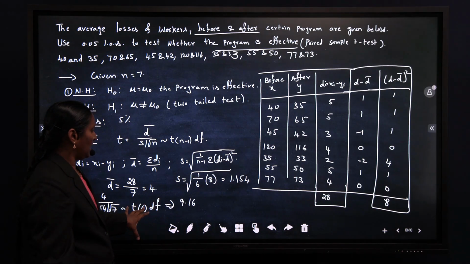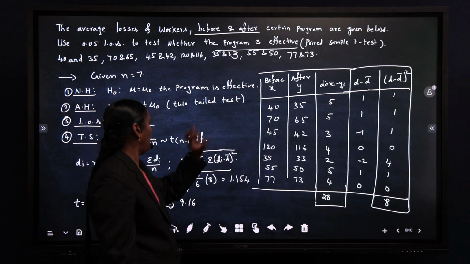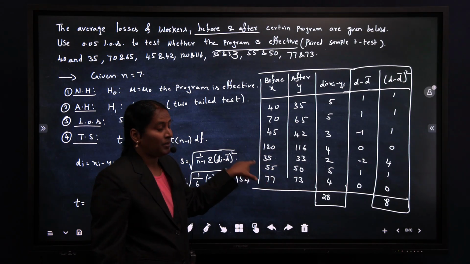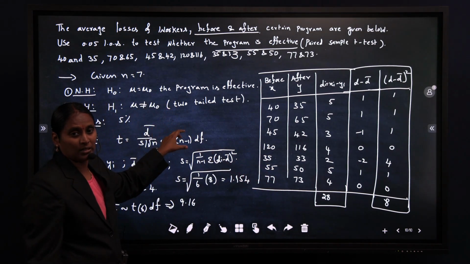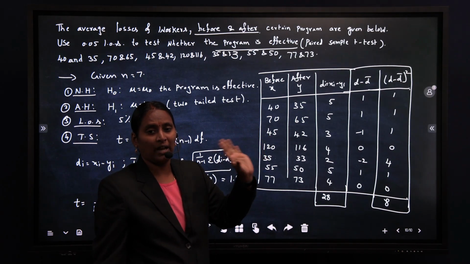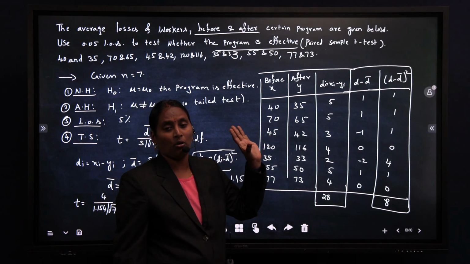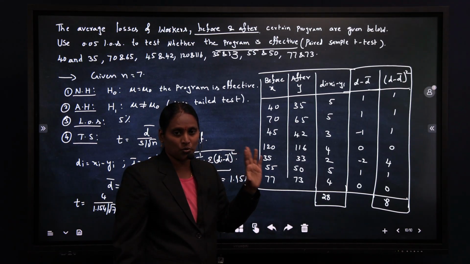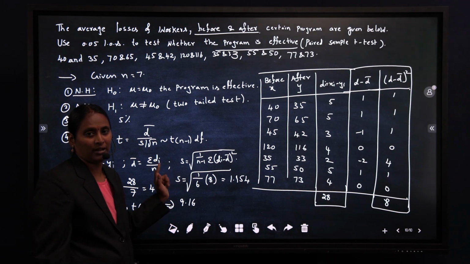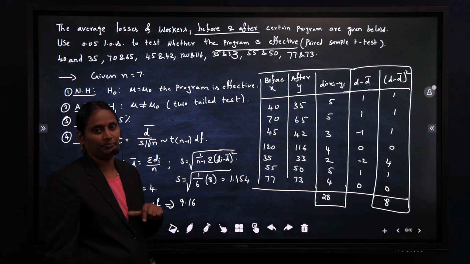The table value we find for n minus 1 degrees of freedom. n minus 1 means 7 minus 1, 6 df, and here the problem is a two tail test. If the alternative hypothesis is a two tail test, we take alpha by 2, which is 0.025. On the left hand side we look up the df and find the value.